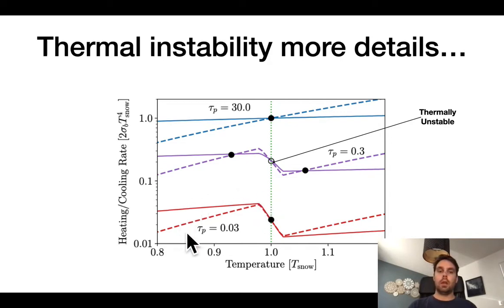So at low optical depths, there's only one solution of the snow line, where heating balances cooling. Same at very high optical depths, there's only one point where heating balances cooling. But at intermediate optical depths, there are 3 points where heating balances cooling. And the solution at the snow line, this open circle here, is thermally unstable because the rate of change of the heating rate, the solid line, with temperature is much higher than the rate of change of cooling rate. So if I were to perturb my temperature, I just run away to this point or this point.